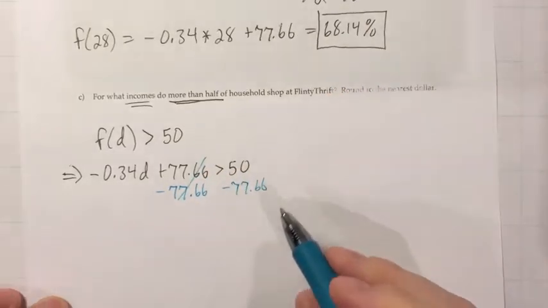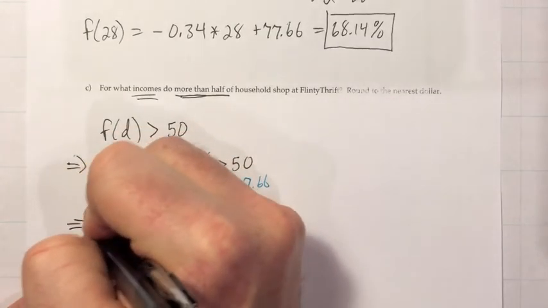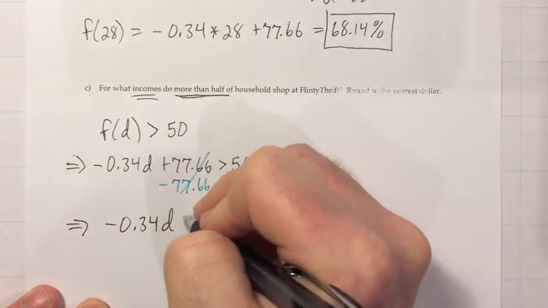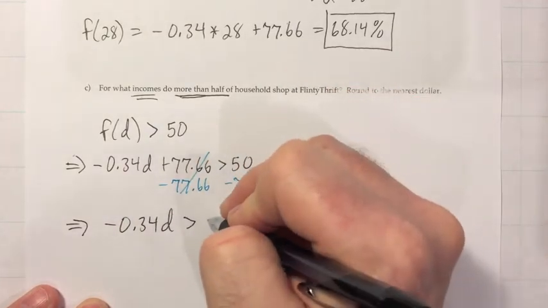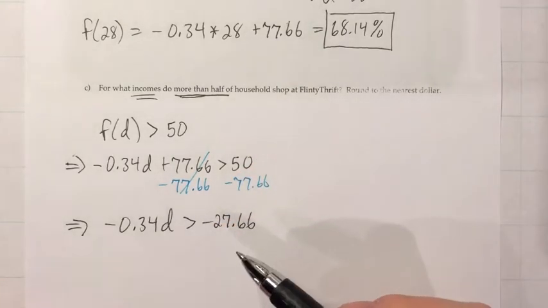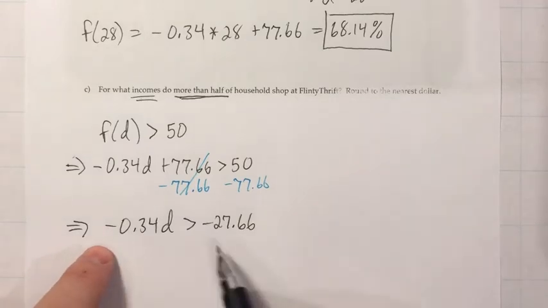So these will cancel. And then we simplify, so on the left, all that's left is the negative 0.34d, and greater than, add those two together, that would be negative 27.66. A little bit of a concern maybe if you're trying to solve for an amount of money and you've got a negative, but notice we have a negative on the other side too.